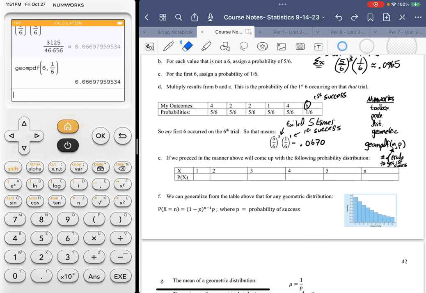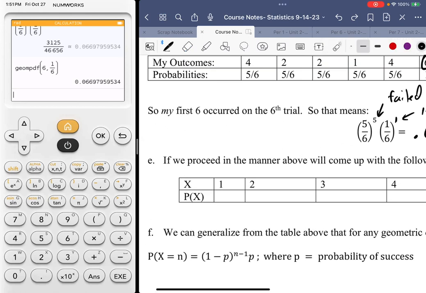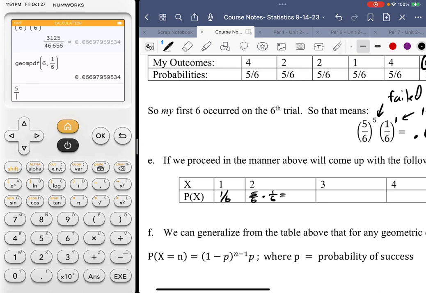If I read the blurb there: if we proceed in the manner above, we'll come up with the following probability distribution. If I were to assume success on the very first trial, I have a 1 in 6 chance of that happening. I can put the decimal form there, but this is a nice clean number. On the second trial, that means I failed the first time and succeeded on the second trial.